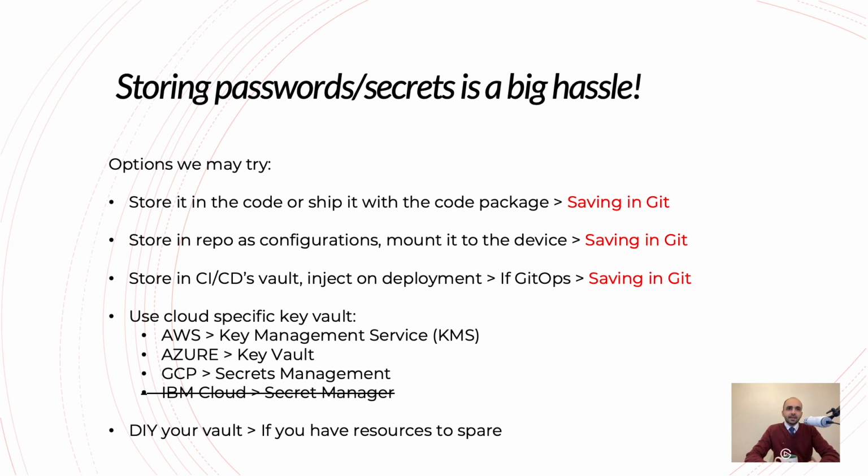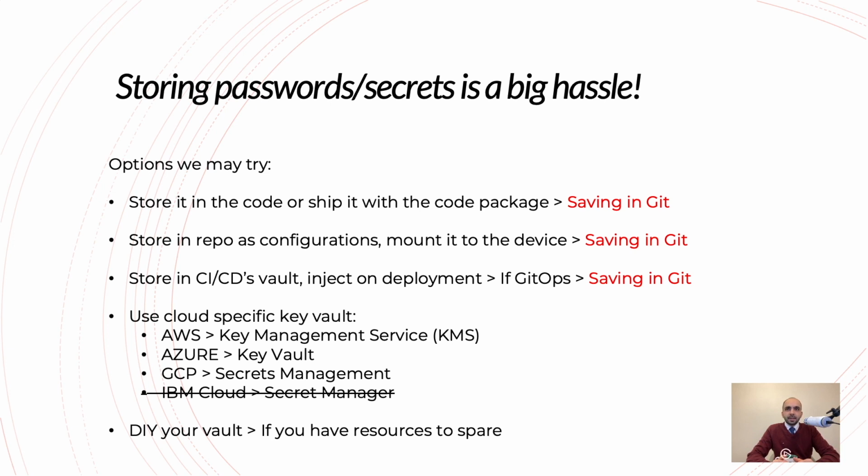The second way that most people are using is saving the passwords as configurations inside the Git repo, and then while you're mounting or deploying your application, you are doing this deployment also on the side. So firstly, you're deploying your application, and then you're going to deploy the configuration. Still, you're saving the password in Git, but you have some kind of dynamic way of changing the configurations. That's a better way of doing it.